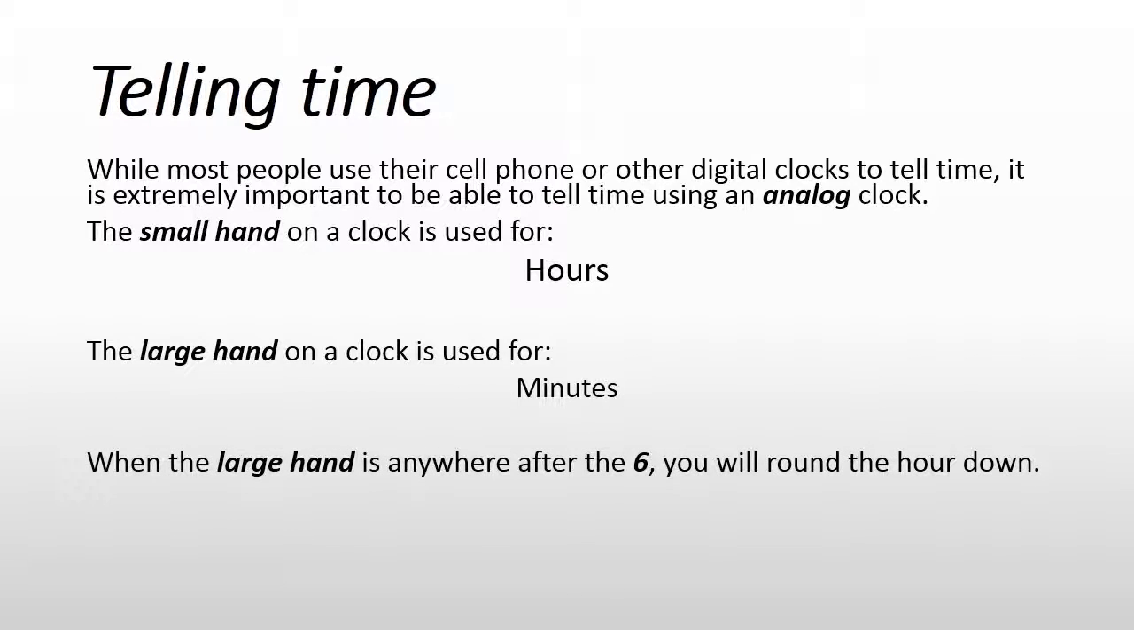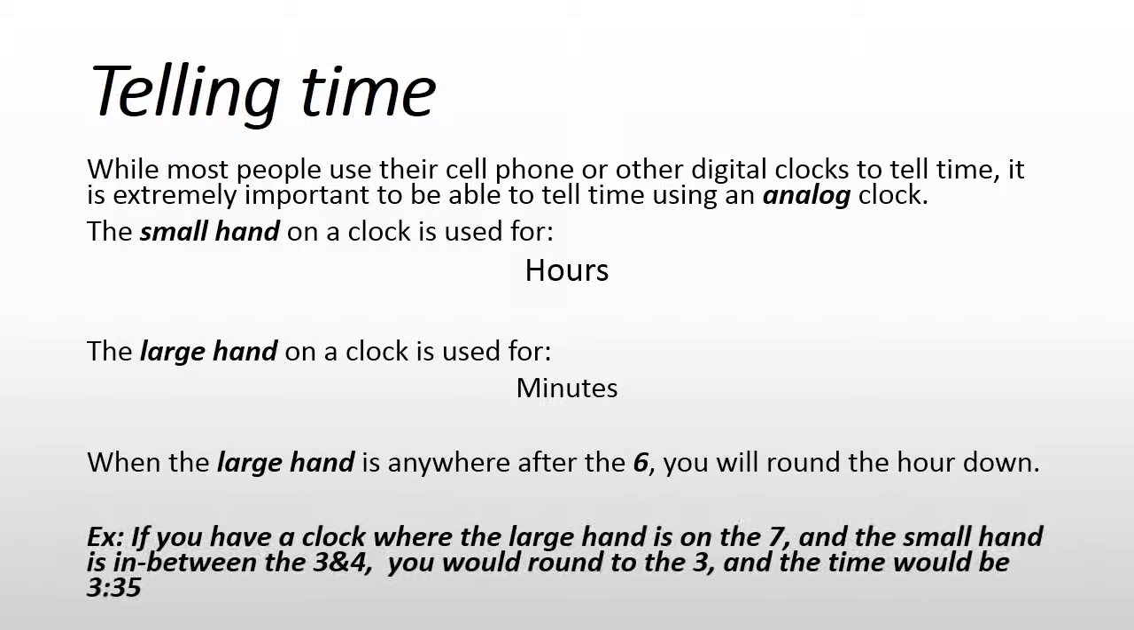When the large hand is anywhere after the 6, you're going to round the hour down. So what that means is, let's say that you have a clock where the large hand is on the 7, and we know the large hand is used for minutes, and the small hand is in between 3 and 4. We would round down to that 3 o'clock hour because it's not quite 4 o'clock yet, but it's getting there. So that time would be 3:35.